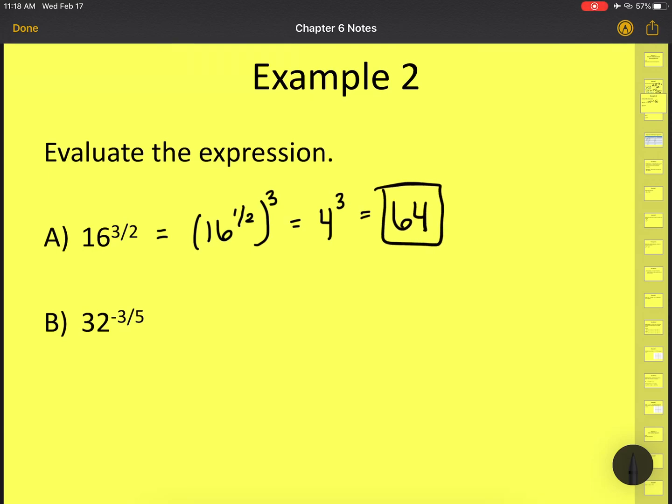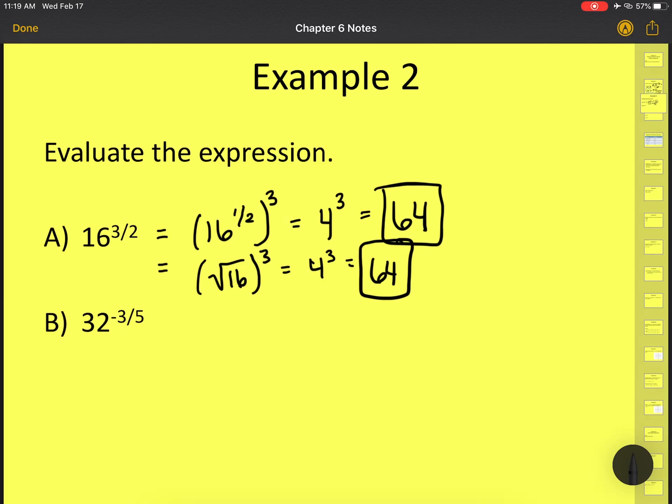So here we go. And we could even switch that up a little bit. What if we took what's inside the parentheses and just rewrote it as a radical, a square root of 16 to the third power? Well, we know the square root of 16, that's 4, raised to the third power, which is still 64. So we got the same exact thing, whether we write it in fractional exponent form or the radical form.